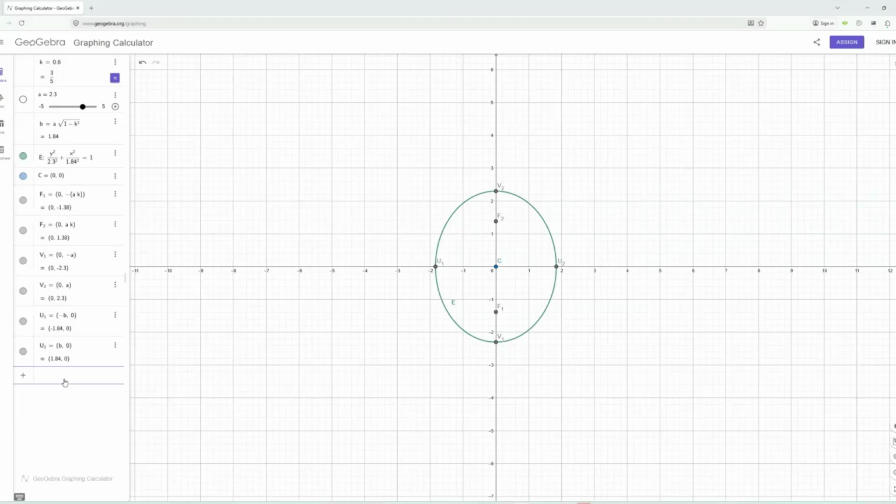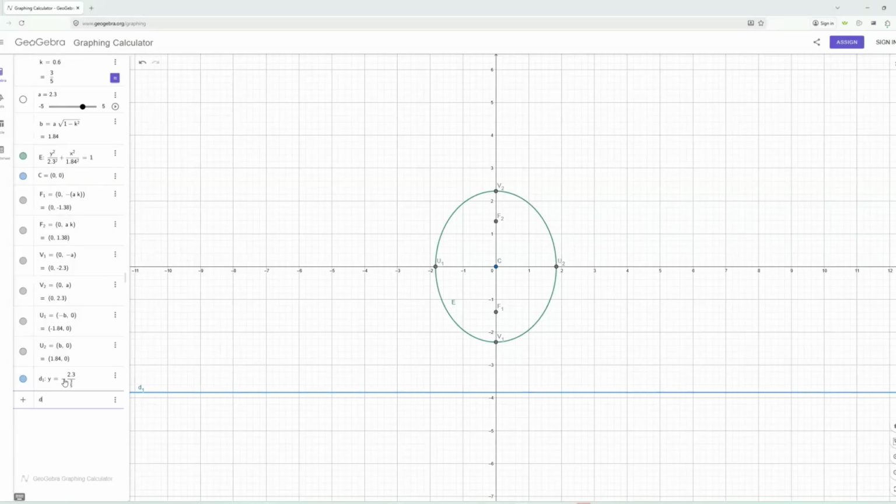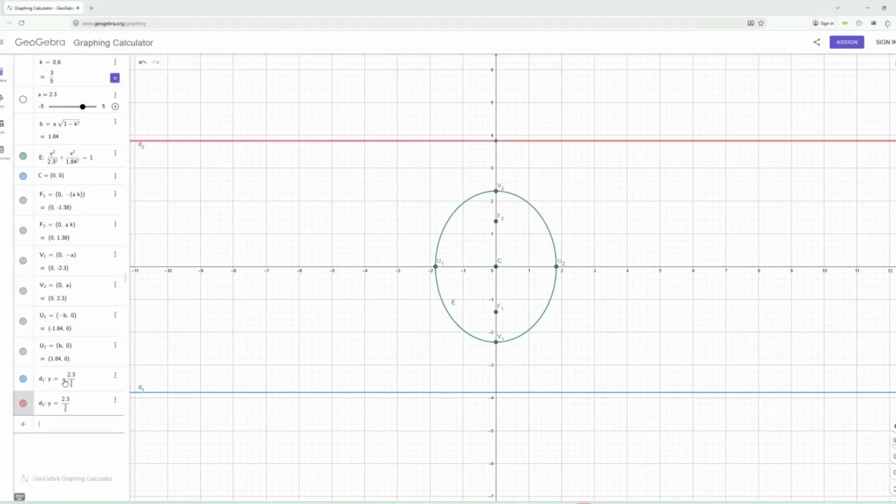And we have two directrices, one at the line y is equal to negative a divided by the eccentricity, and one at the line y is equal to a divided by the eccentricity. So notice that as compared to the ellipse x squared over a squared plus y squared over b squared is equal to 1, this ellipse is rotated by pi over 2 radians counterclockwise.